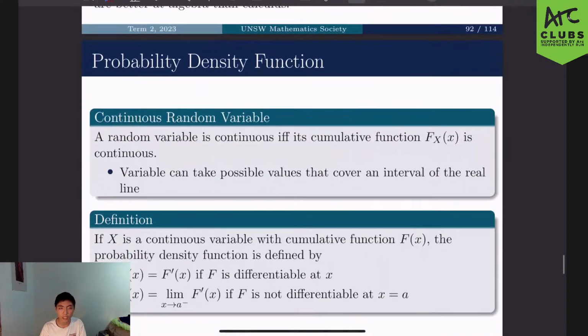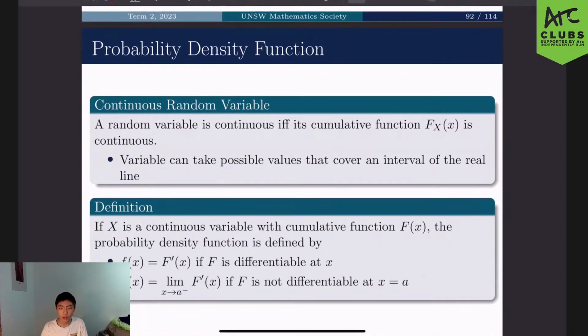Cool, probability density function. Essentially how this works is now we are looking at continuous random variables. We know that the random variable is continuous if and only if the cumulative distribution function, capital F of x, is continuous. Variables can take possible values that cover an interval of the real line. So when we are analyzing this, we are looking for values that are in between two particular numbers. It doesn't make any sense to look for one particular value because it's continuous, which means that we're going to have one thin streak, right?